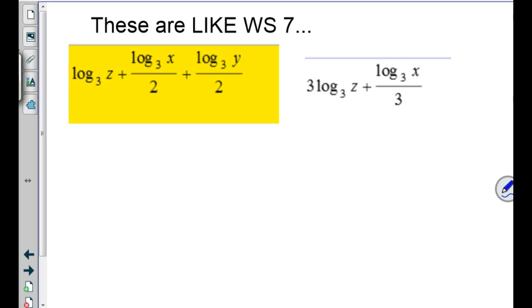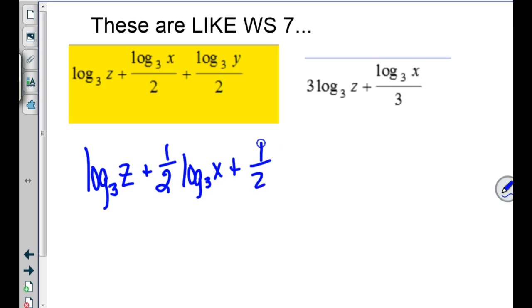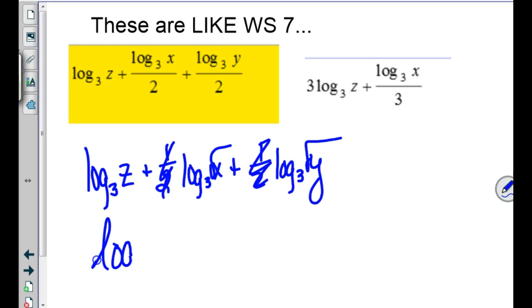Last thing I want to say, if you start working on worksheet 7, they write it this way, guys. What does this mean? This means log base 3 of z plus, what is dividing by 2 the same as? Yeah. So this means 1/2 log base 3 of x plus 1/2 log base 3 of y. Guys, please don't miss this. What does the 1/2 power really mean? Yes, so this is really square root of x, and this is really square root of y. So then plus means to multiply them all together. So you'd have z times square root of x times square root of y, or just square root of xy.